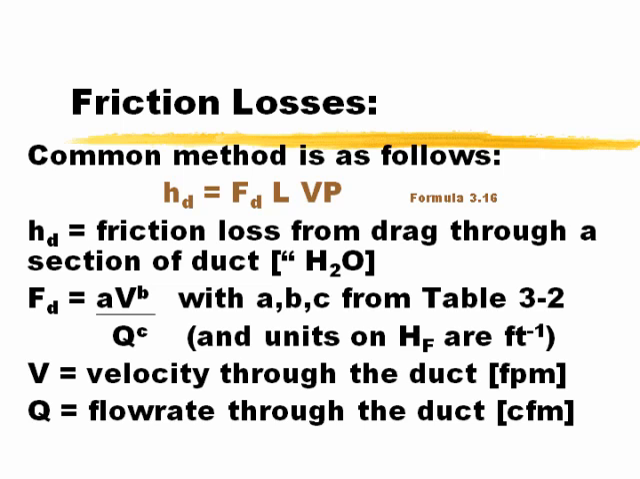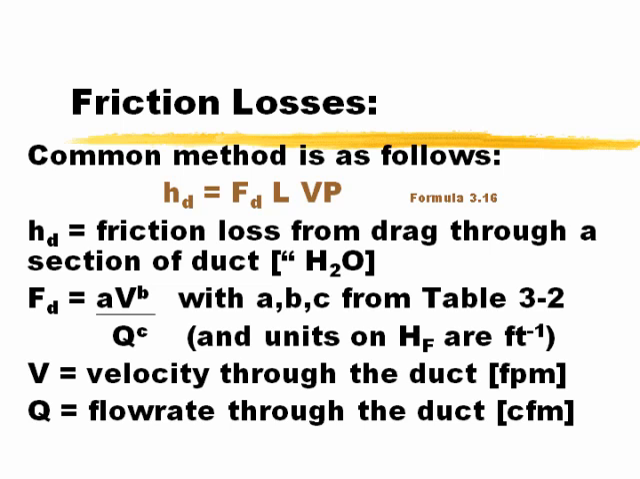So we have a 10-inch diameter duct, and it's 25 feet long, and we have a straight section of it, and we're moving air through it at 2,000 feet per minute. What type of friction loss might we expect with that section of ductwork? Well, we can easily calculate it with this formula.